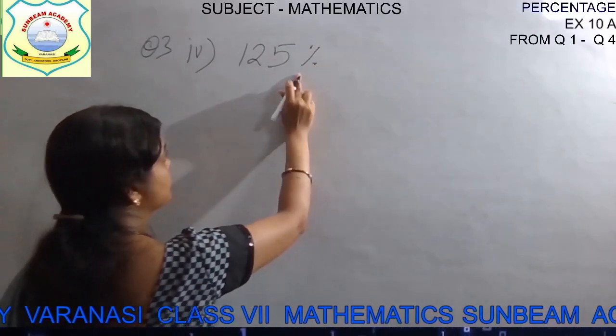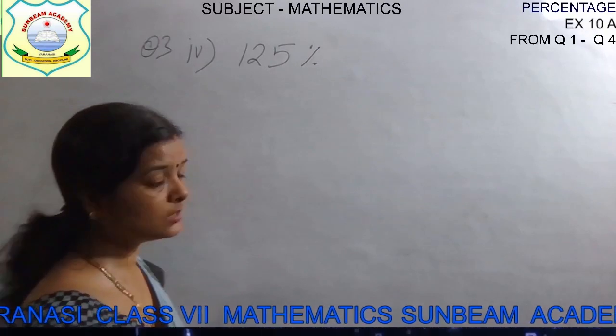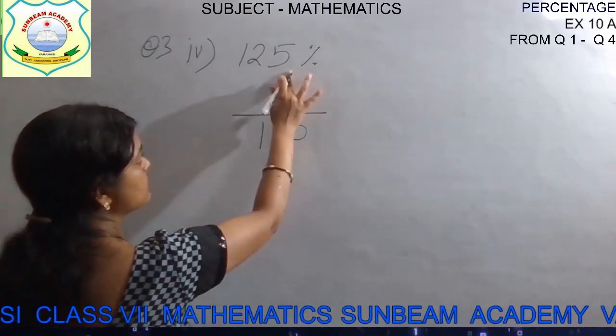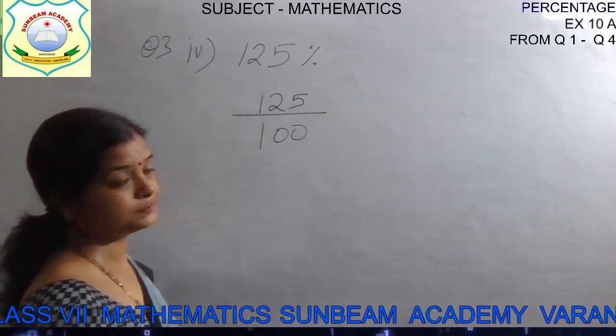125%. What does this mean? This percent means out of 100. Percentage means out of 100. So out of 100, my value is how much? My value is 125. It is more than that.